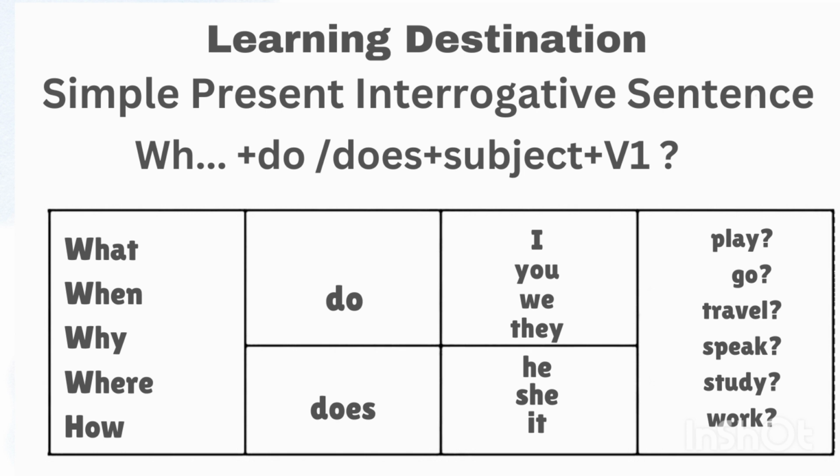When does she work? Why does she work? Where does she work? How does she work? Instead of he and she, we can replace he with father. When does my father work? Why does my father work? Where does my father work? How does my father work?